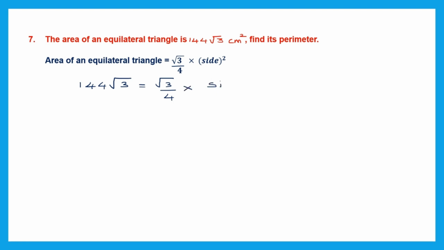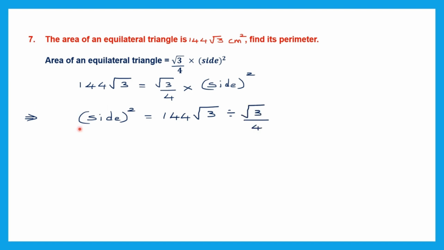So side we don't know, so we're going to leave it as side square because this is what we're going to find out. Now we're going to find out the value of side square. So side square is equal to, on the other side what do we have? 144 root 3. Now we are going to transpose this root 3 by 4 to the other side. Because it's multiplication, it will turn to division. So this is divided by root 3 by 4.